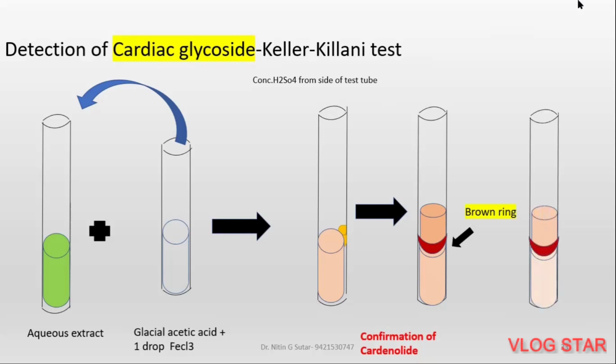Once the brown ring is formed, just below that there is a violet color ring formed, and in the case of acetic acid a greenish color is formed, that indicates that cardiac glycosides are present.